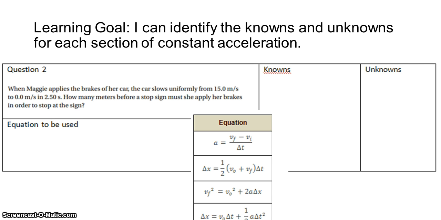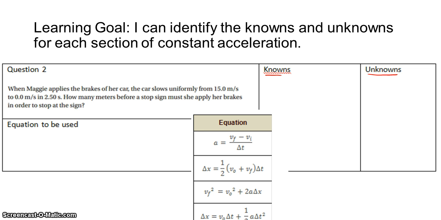So this is a complicated question, but what we can do in physics is take a complicated problem and break it down into things that we know and things that we don't know, and then we try to apply mathematical equations to solve these problems. So let's figure out what we know first.